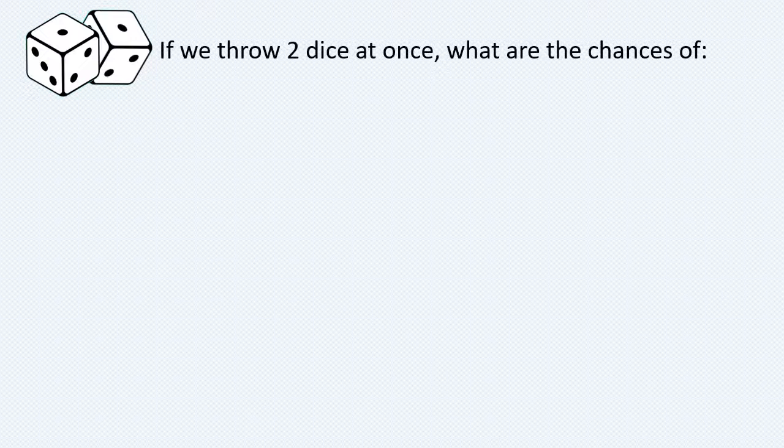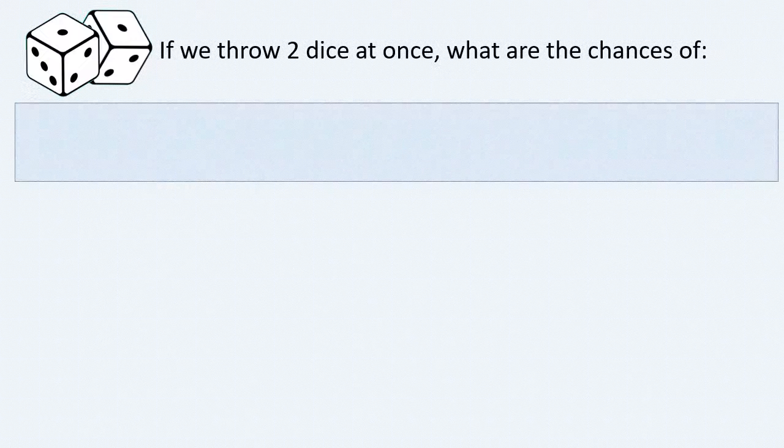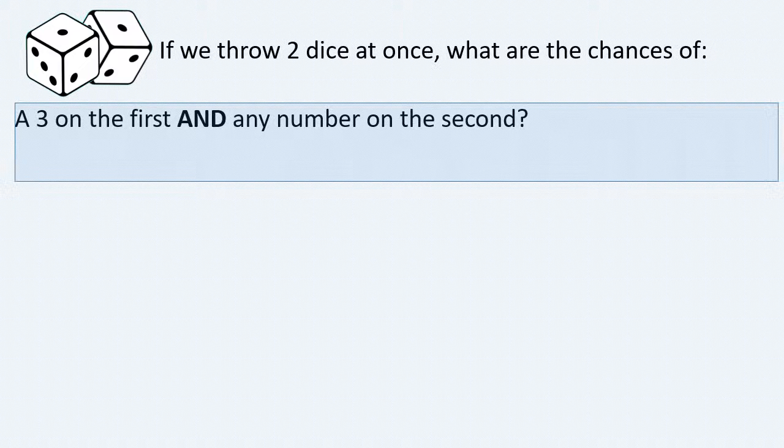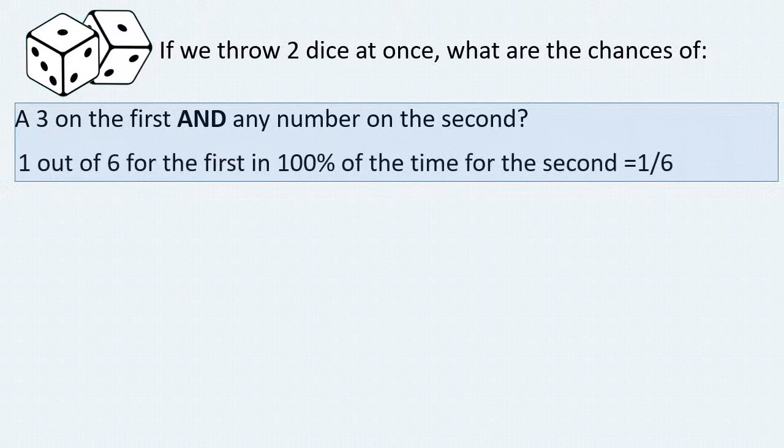Now, if we throw 2 dice, not a single die, if we throw 2 dice at once, what are the chances of getting a 3 on the first die and any number on the second die? Well, to get a 3 on the first die, it is 1 out of 6. For the second die, it will be 100% of the time. So it is 1 out of 6, times 100% for the second die. So it remains 1 out of 6.